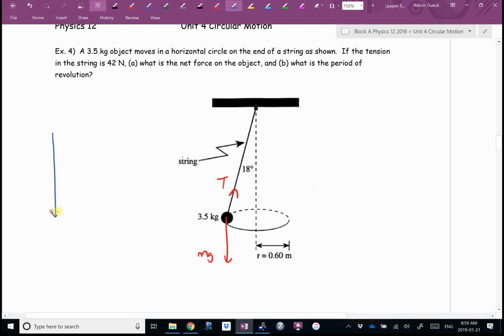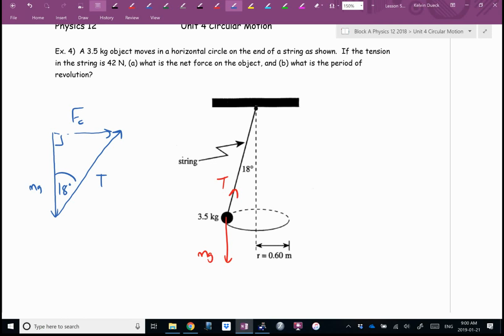I have mg down, and then this time tension goes up and to the right. Tension. Here is Fc. And I notice, Mateo, that between tension and a vertical line is 18 degrees. Here's tension, here's a vertical line. It must be 18 degrees. Where's the net force in this picture? No. In this picture, which of those three is also the net force?